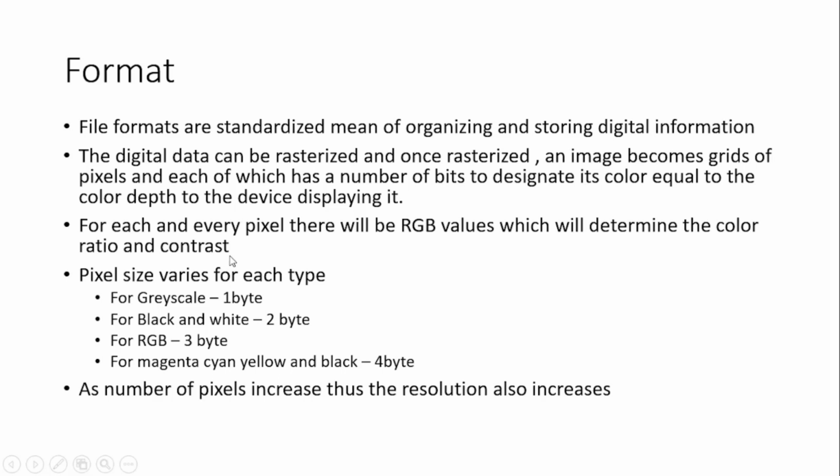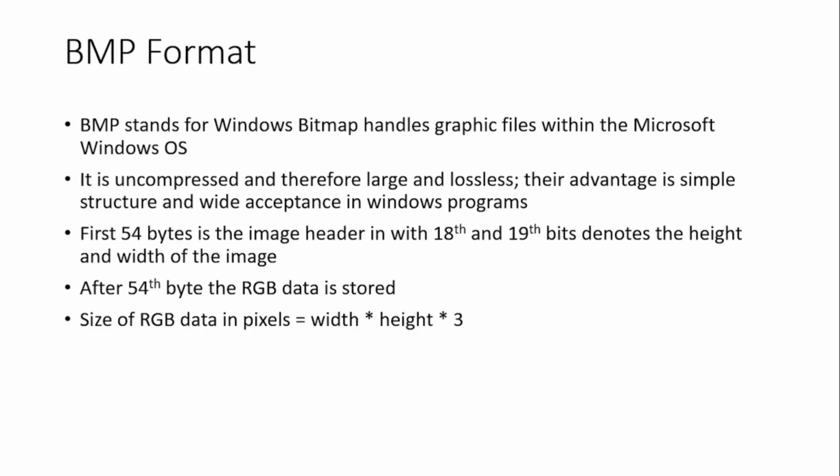Coming to the pictures themselves, there are different types: grayscale picture, black and white picture, RGB picture, and magenta, cyan, yellow, and black picture. For each type of image, the pixel size varies. For grayscale, there is only one color, so it's 1 byte. For black and white, it's a combination of black and white, so it's 2 bytes. For RGB, it's 3 bytes. For magenta, cyan, yellow, and black, it is 4 bytes. For the resolution, as the number of pixels increases, the depth of colors also increases, so the resolution also increases.